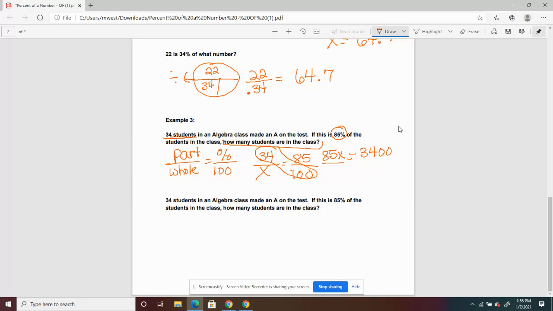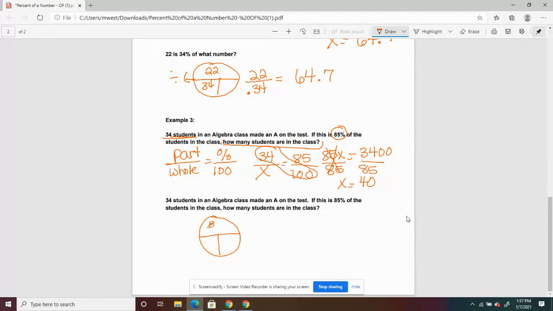Remember, we want to isolate that variable in an equation, so we're going to divide by what's with it, which is 85. And then what you do to one side, you do to the other. So then you have x, and 3,400 divided by 85 is 40. And then the alternative method, if I draw a better circle, I can. Might get better at this as the year goes on.